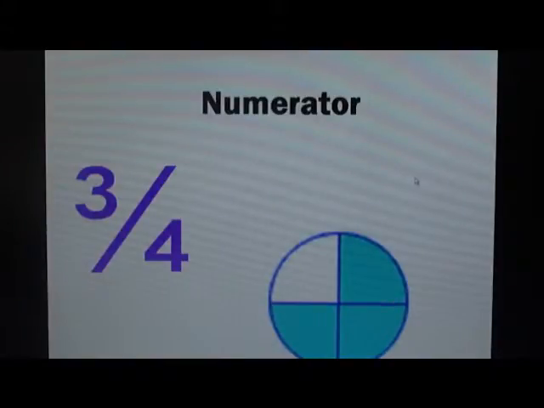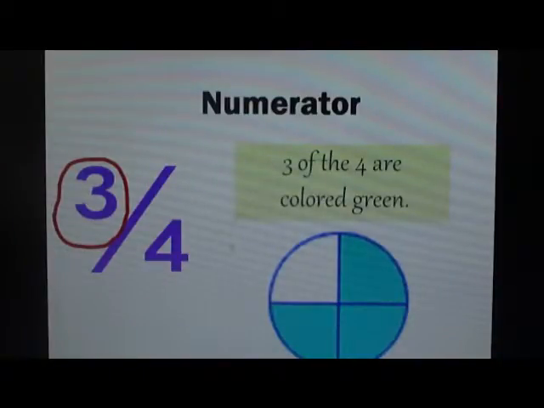And of course, the other top part of the fraction is the numerator. And the numerator found at the top tells us something very important. Once the denominator has established how many parts there are going to be in the whole, in this case of the fraction 3/4, it's telling us the whole circle has 4 pieces to it of equal size. But the numerator is telling us that something special is happening with 3 of the 4 pieces, and in this case they're colored green.